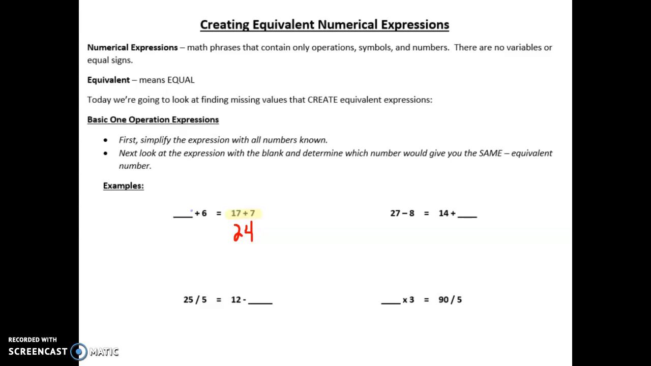So let's take a quick time out and think about a couple different ways we could do it. One, you can always use mental math, just figuring out in your head what number plus 6 gives you 24. However, some of us are better at mental math than others. If you're somebody who struggles with this, you can also use the concept of number relationships.